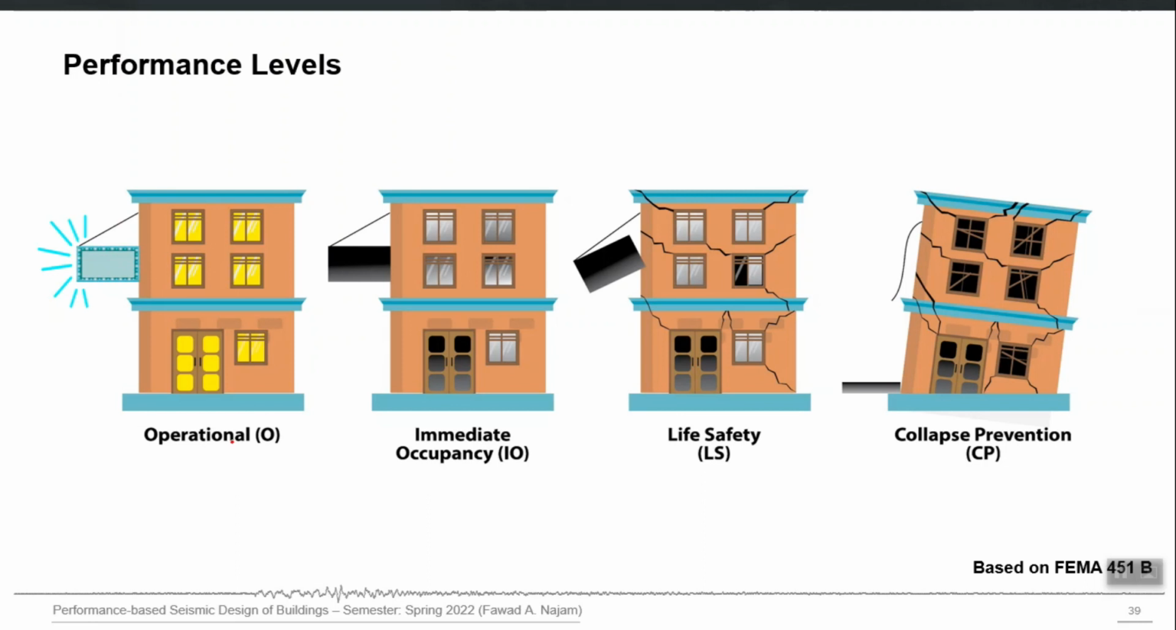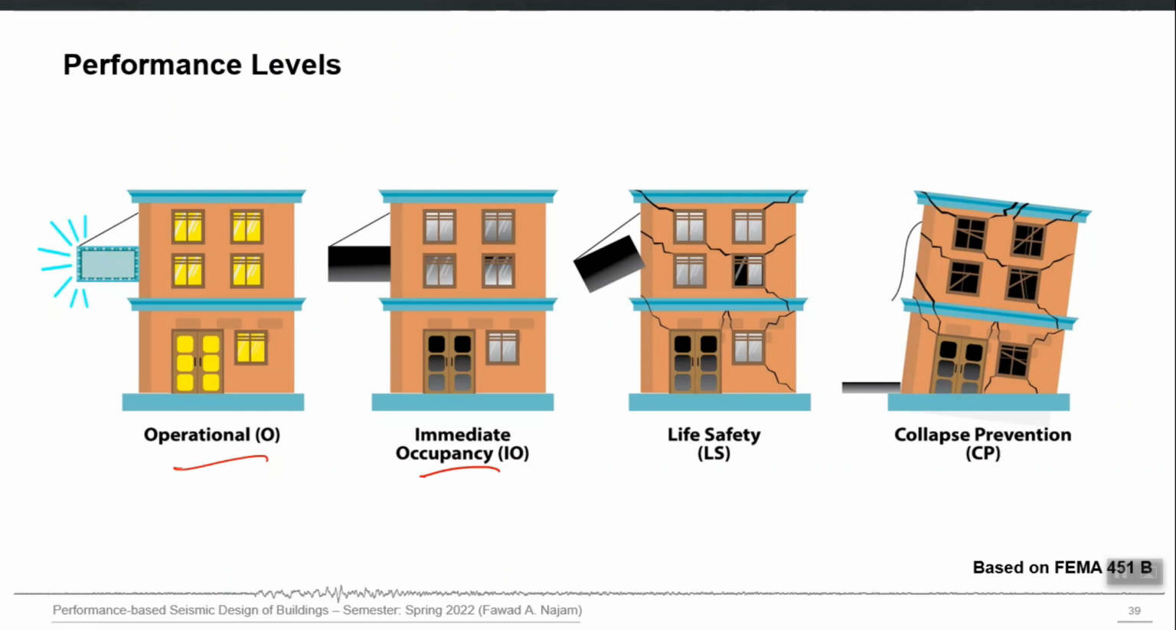For example, there is a standard performance level called operational, which means completely intact, no damage whatsoever. Immediate occupancy means very minor damage. People can go out during an earthquake, but then come back and start doing the same thing. The building can be immediately occupied after an earthquake. This is immediate occupancy or IO level.